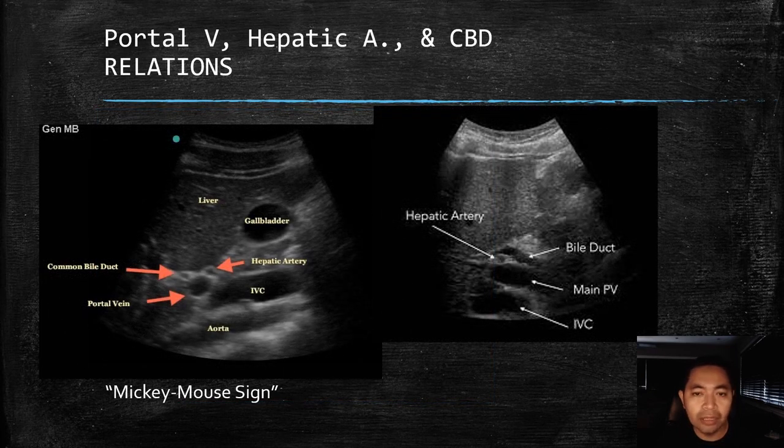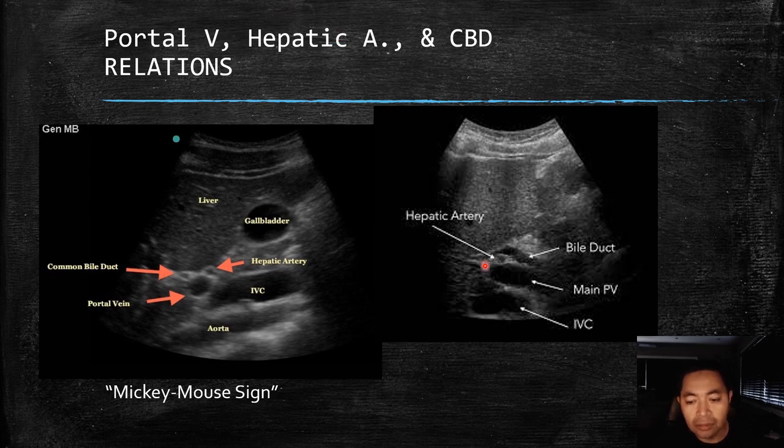The anatomic relations among the portal vein, hepatic artery, and common bile duct are key to accurately localize and identify these structures, as these structures have similar sonographic characteristics, echogenic walls with an anechoic lumen. As can be seen when viewing these structures on a short axis on the left, the common bile duct can be seen anterior to the portal vein and lateral to the hepatic artery. This is commonly referred to as the Mickey Mouse sign.